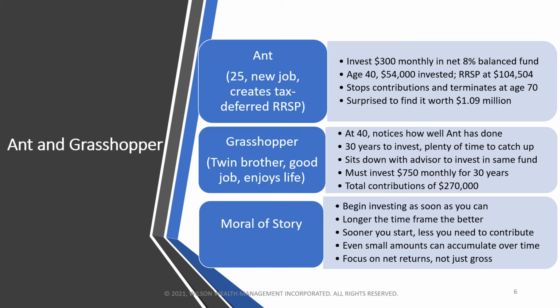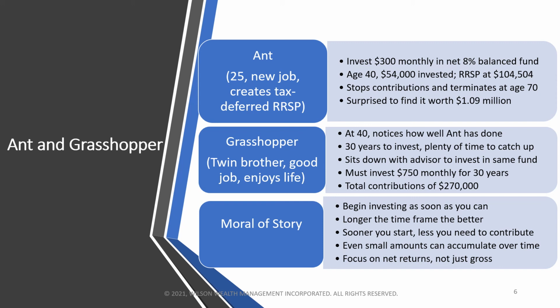Just by waiting 15 years before beginning to invest, he has to invest twice as much per month. And over the 30 years, he's going to invest $270,000, whereas the ant only invested $54,000. But at age 70, they'll end up at the same place. So that's kind of the real life version of the lessons. And the moral of the story, begin investing as soon as you can.